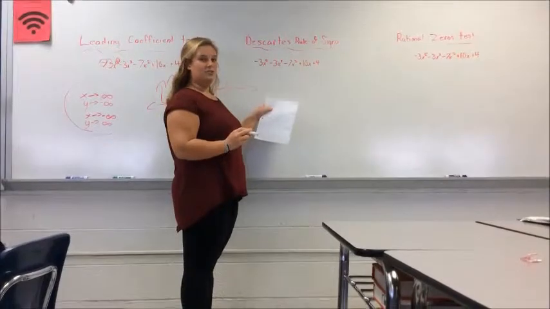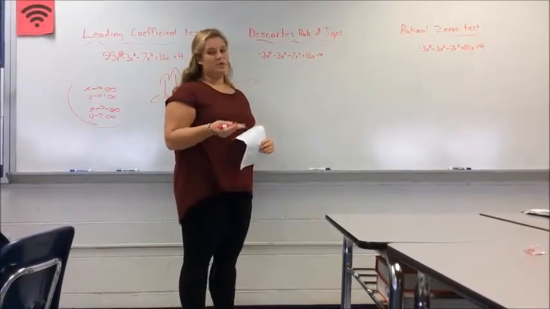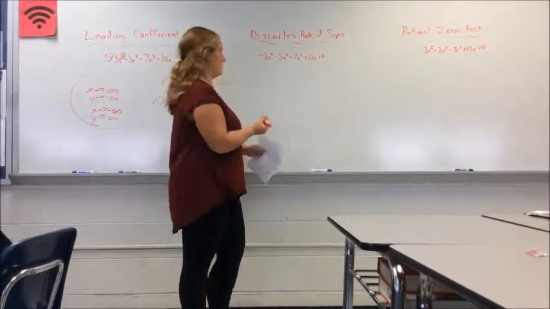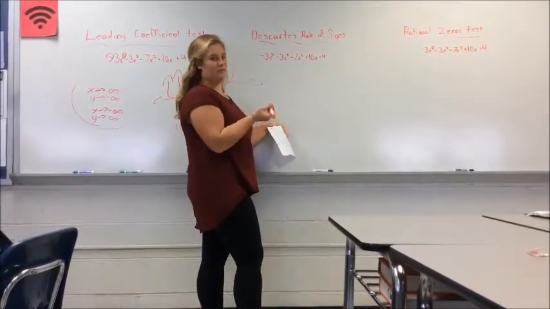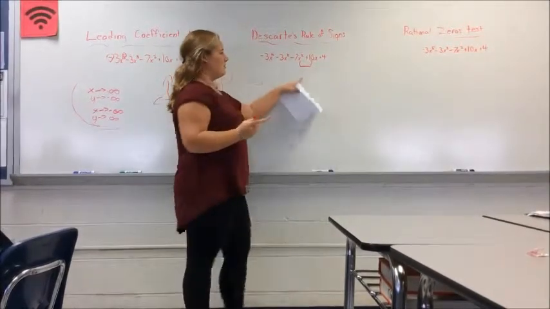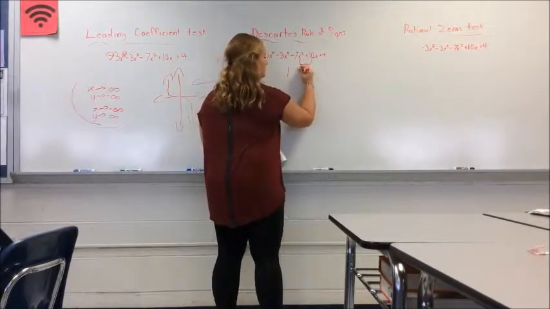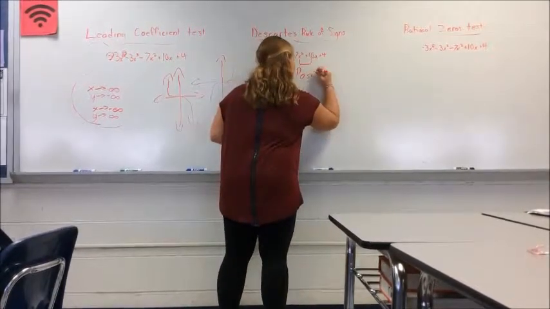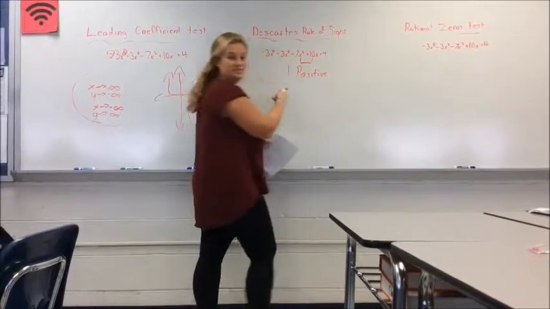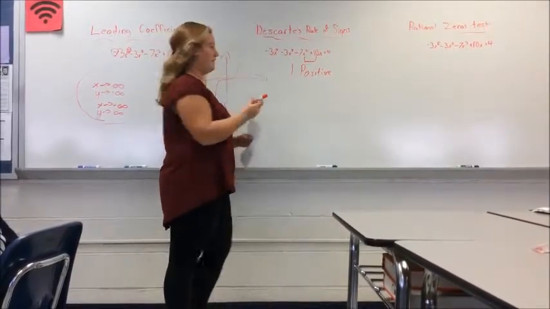Next, we're doing Descartes' rule of signs. In Descartes' rule of signs, we are looking for the number of real zeros in this equation. So first we look at the number of sign changes. We have one sign change from -7x to +10x. That means that there's one positive zero.